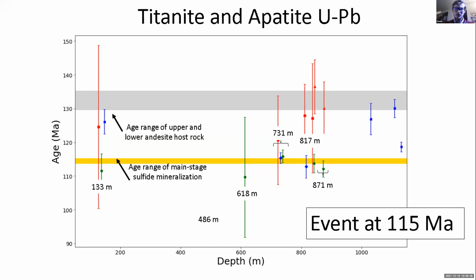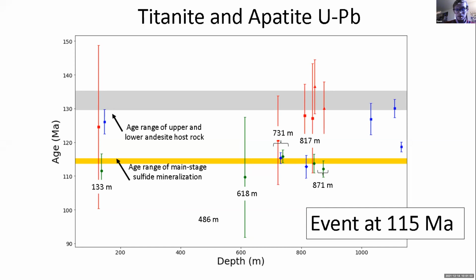So after processing the data, the first obvious observation was that there's a distinct cluster of apatite and some titanites that are around 115 million years. And this caught our eye quickly because previous work dating molybdenites using rhenium and osmium yielded an age of around 115 million years as well.